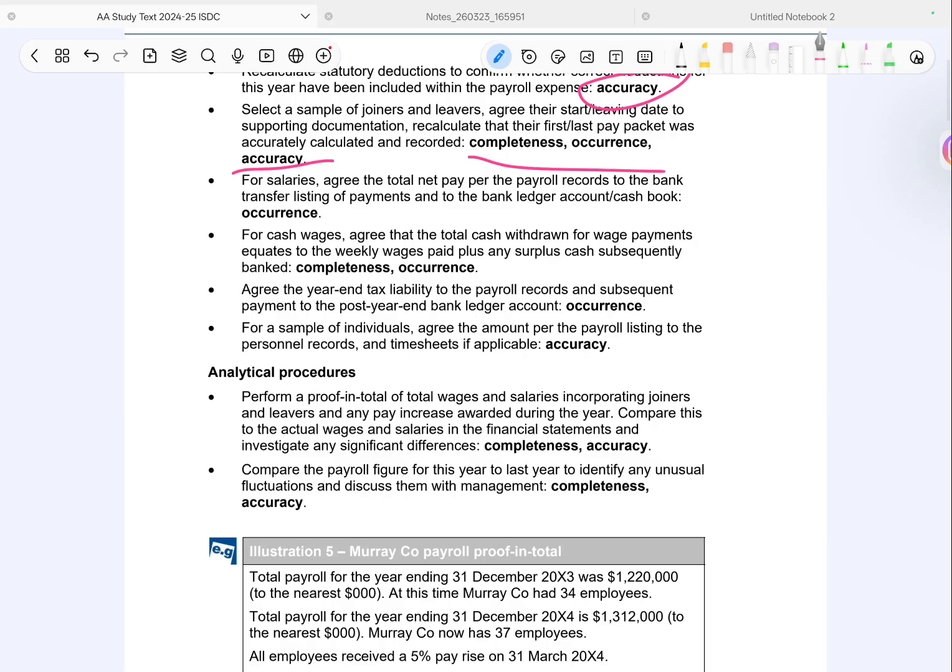Analytical procedures include a proof in total calculation of wages and salaries, taking into account joiners, leavers, and pay changes, and comparing this to the financial statements to identify discrepancies. Year-on-year comparisons of payroll are also performed, with any unusual fluctuations discussed with management to assess completeness.